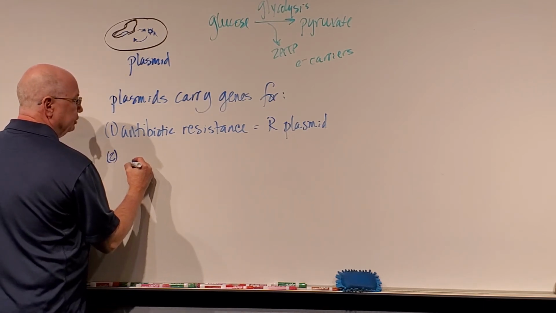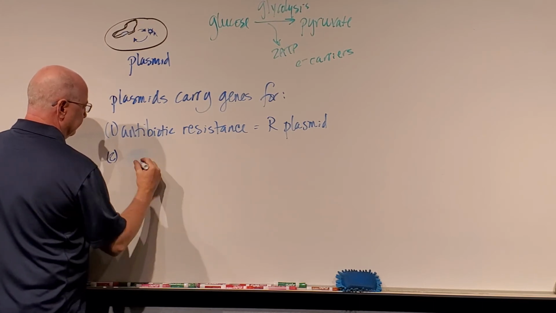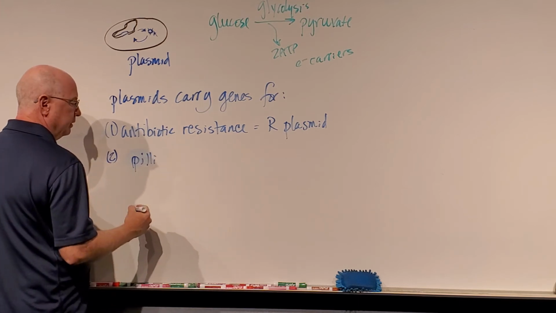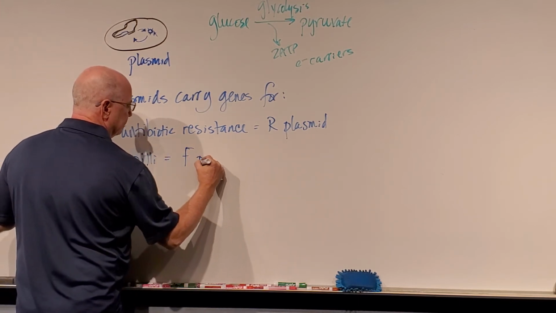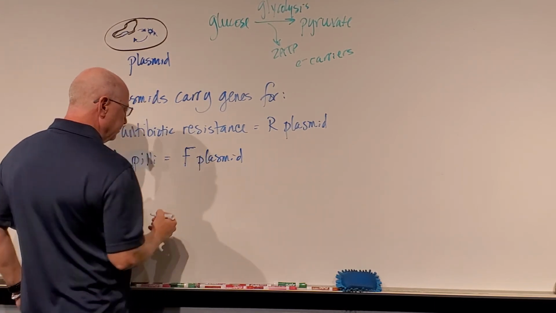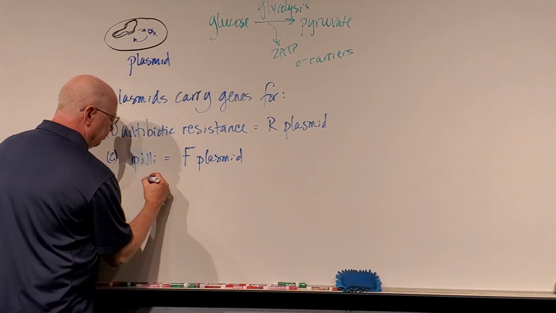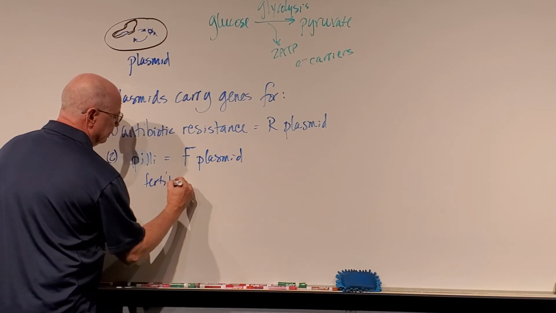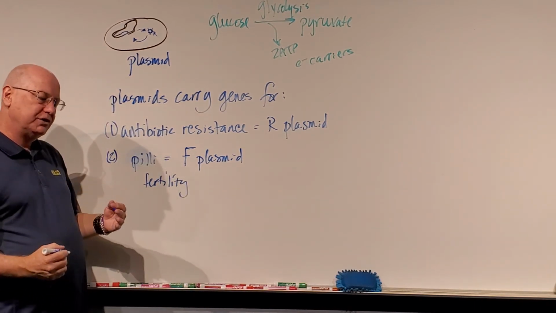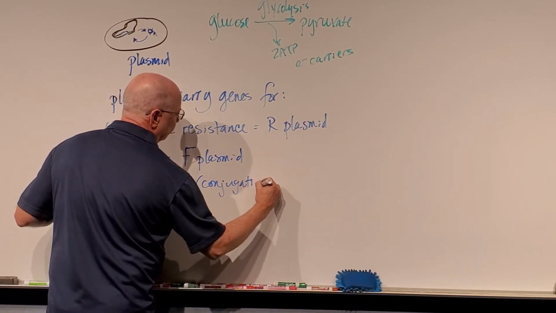There's another one. They can carry genes for what we call the pili, and we call this the F plasmid. So some bacteria have the genes for what we call fertility. And so the pili provides for fertility. Bacteria don't have sex. They do what we call conjugation.